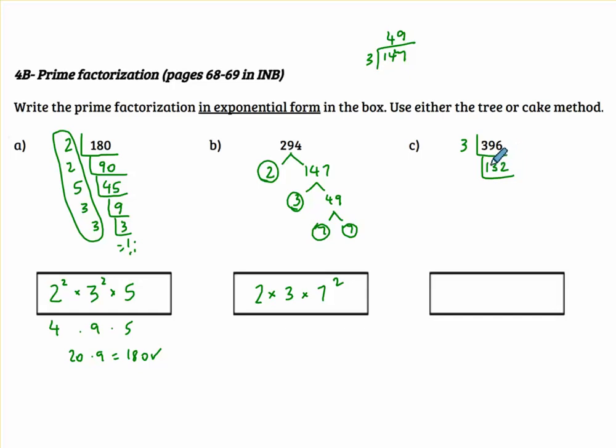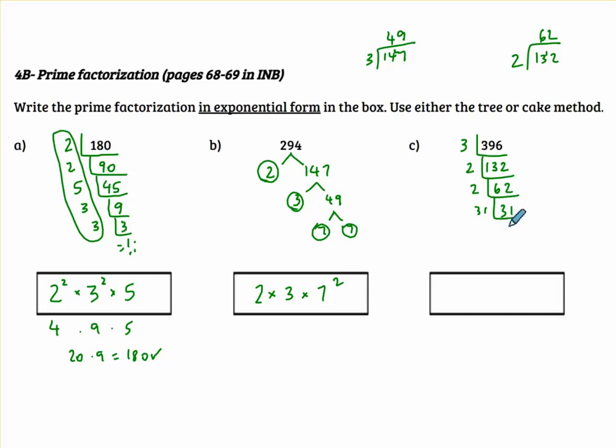Okay, I know that this is divisible by 2. So 2 into 132, I get 66. That's even. Again, I can divide by 2 and I get 33. And 31 is a prime number. We are done with 31.